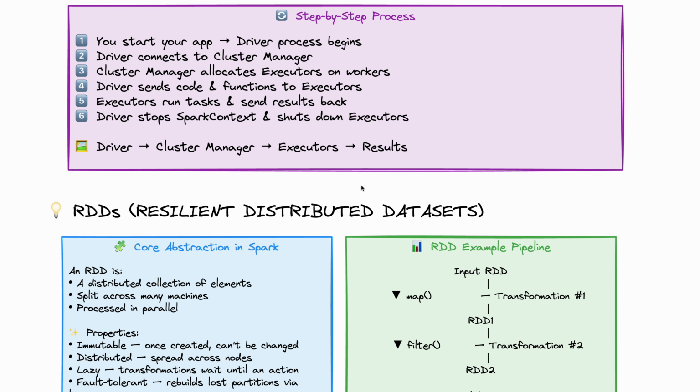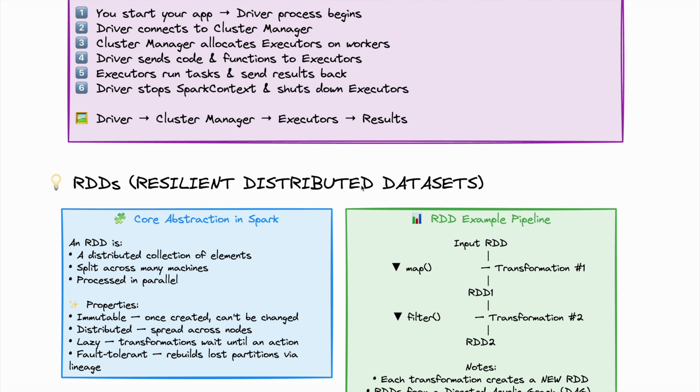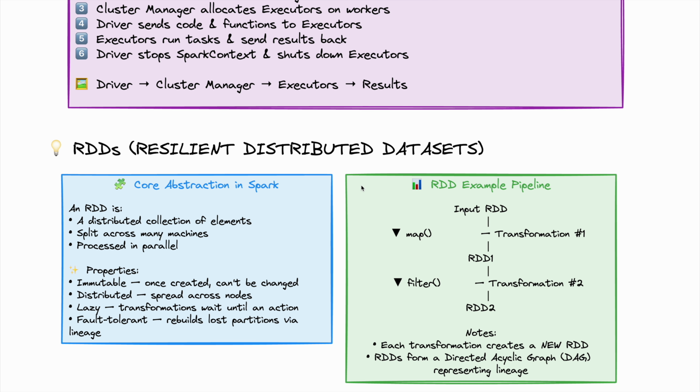To summarize, to better visualize that, we start with the driver. Driver asks the cluster manager to give the resources. Cluster manager gives those resources in the form of executors. Then the driver sends the code to the executors to execute it, and when they return the result, the driver combines those results and returns it.